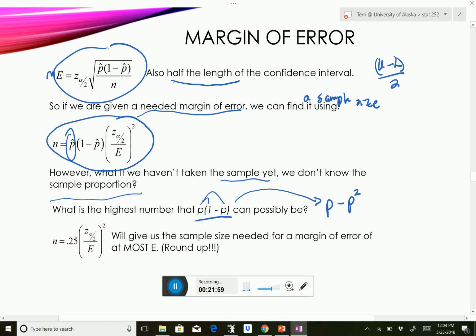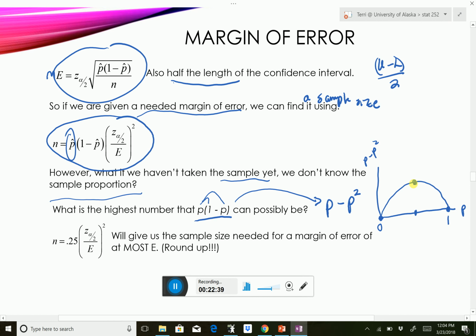I just distributed the P. If I graph this, it's going to be a parabola, right? P times 1 minus P. And it's a parabola that's going from 0 to 1, because P is always less than 1, right? P has to be between 0 and 1, so this is the only place P is going to go. This is P, and this is P minus P squared on the y-axis.